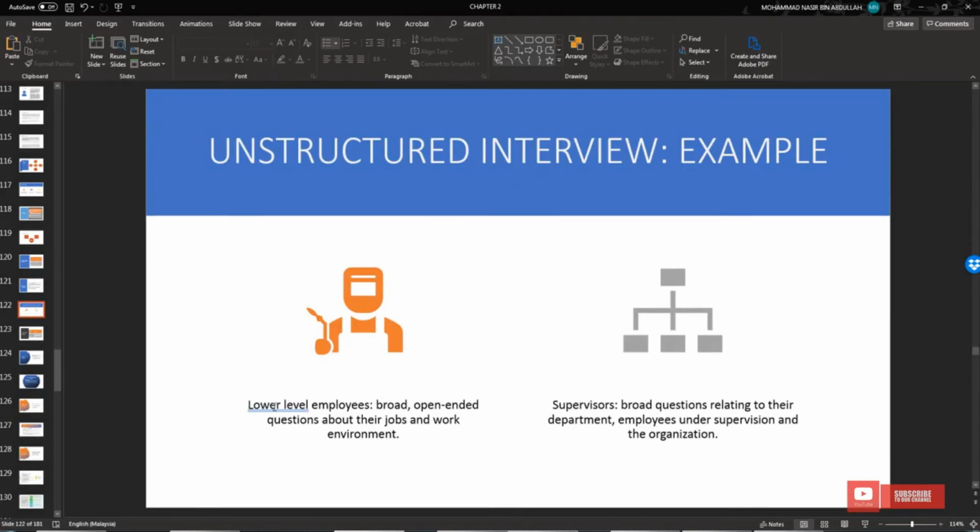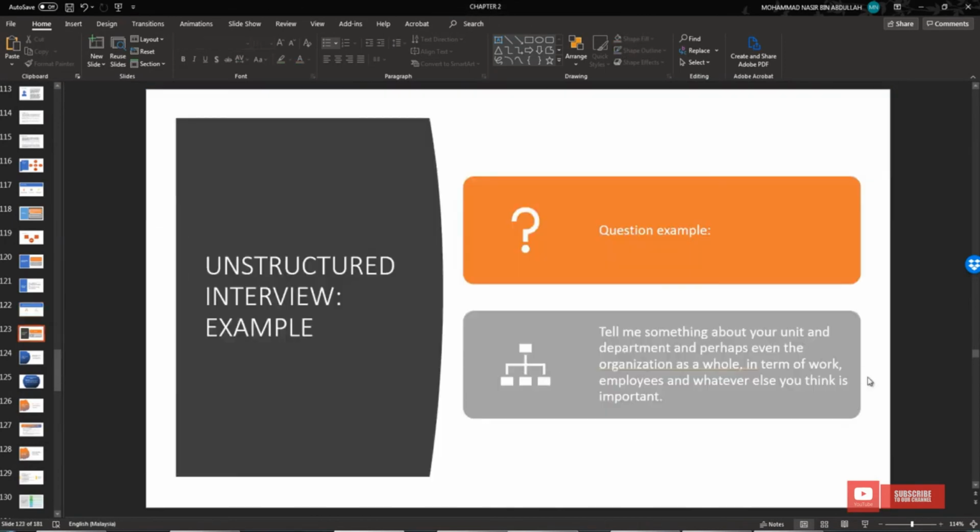So for example, for a lower-level employee, ask a broad open-ended question about their job and work environment. This is the type of question that should be asked of lower-level employees. For the supervisor, the question should be broad, relating to the department, the employees under supervision, and the organization, right? So a question example: tell me something about your unit and department, and perhaps even the organization as a whole in terms of your work, employees, and whatever else you think is important.